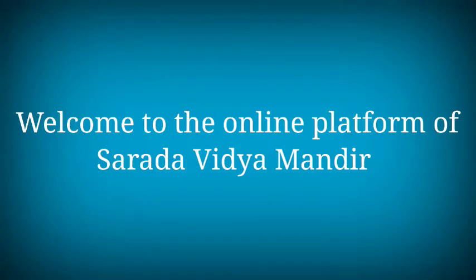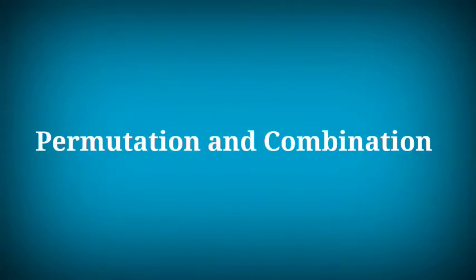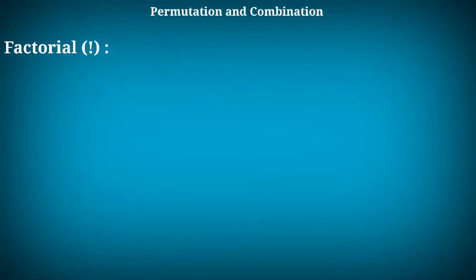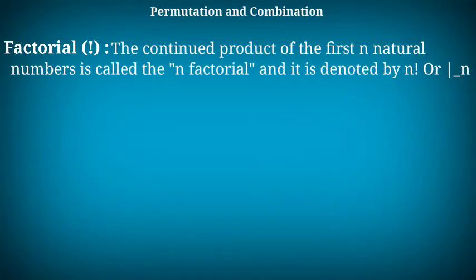Today we are going to start a new chapter, that is permutation and combination, where we will be using one new term, that is factorial. The definition of this factorial is given as the continued product of first n natural numbers is called n factorial, and it is denoted by the symbol as it is shown on the screen. So, what is the meaning of this factorial? The continued product of first n natural numbers.